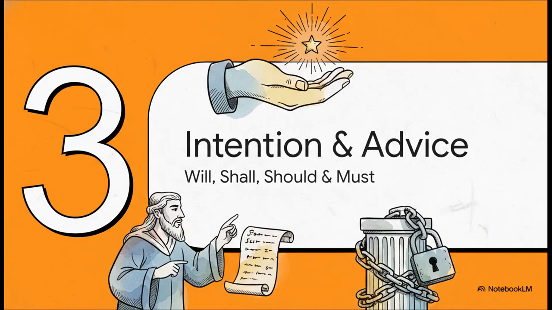All right, time for our next crew of modals. This set, will, shall, should, and must, is all about conviction. If the last group was about maybe, this group is all about definitely. We use them when we're making promises, giving advice, or talking about things that absolutely have to get done.